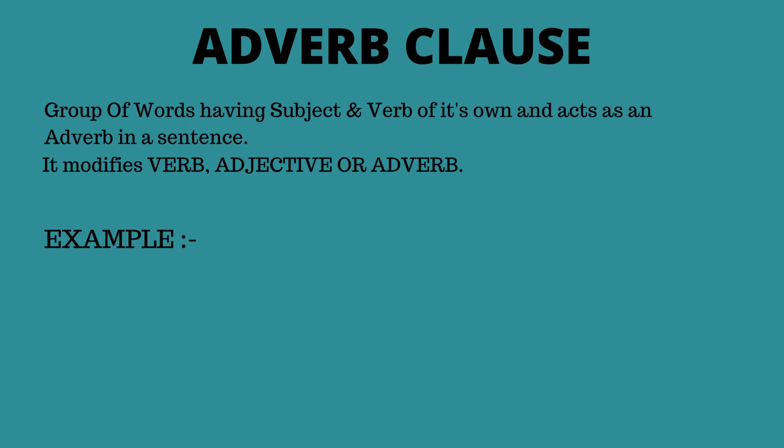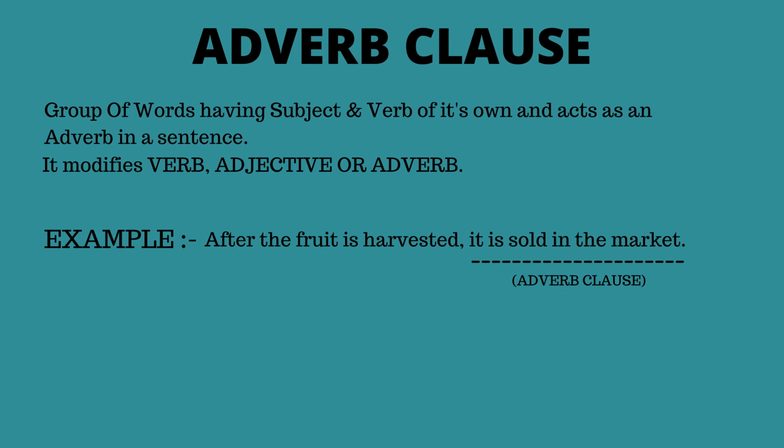Let's take some examples to make things even clearer. After the fruit is harvested, it is sold in the market. After the fruit is harvested is an adverb clause. It's asking the question when. So after it's been harvested, it's been sold. So it describes the harvesting of the fruit and the after effect of harvest.